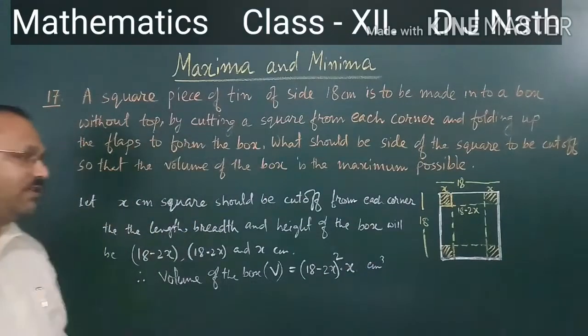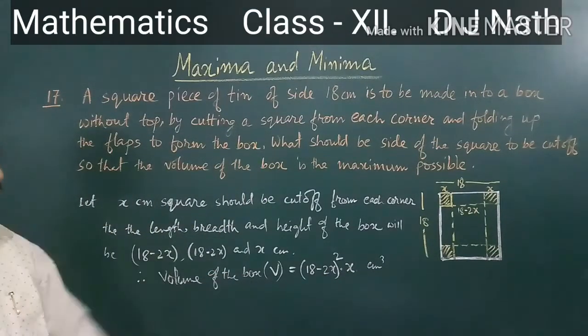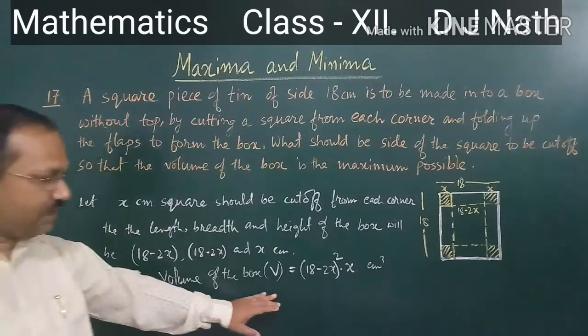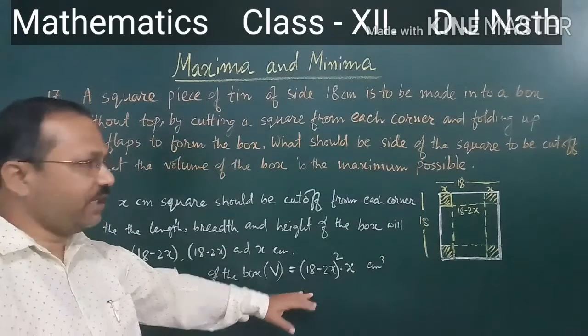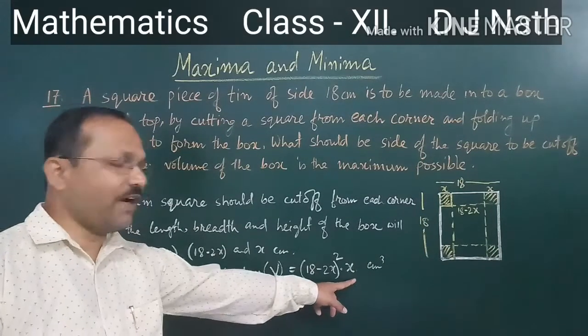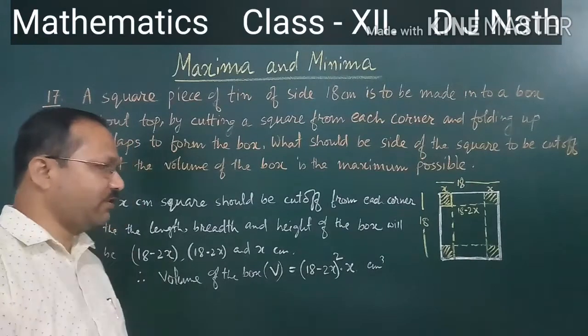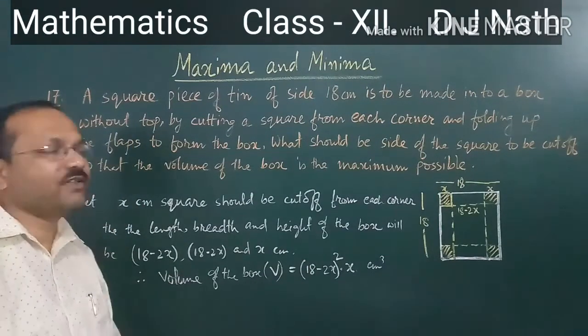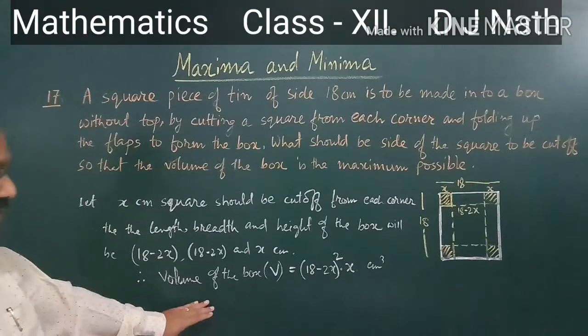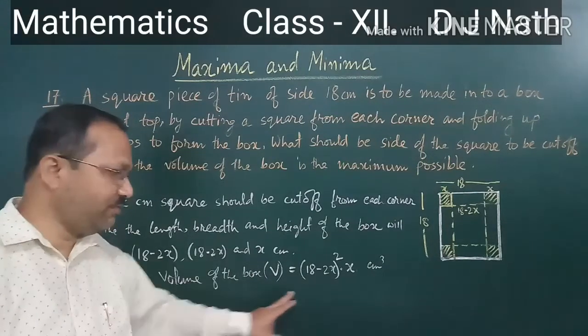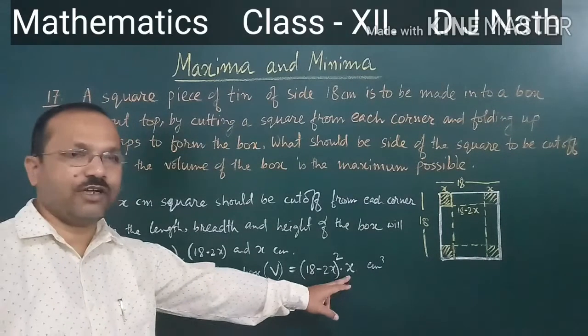This will be the volume of the box. Now, how can we find the value of x so that the volume of the box will become maximum? So what will we do? Say this is our function: V is equal to (18 minus 2x) whole square into x.